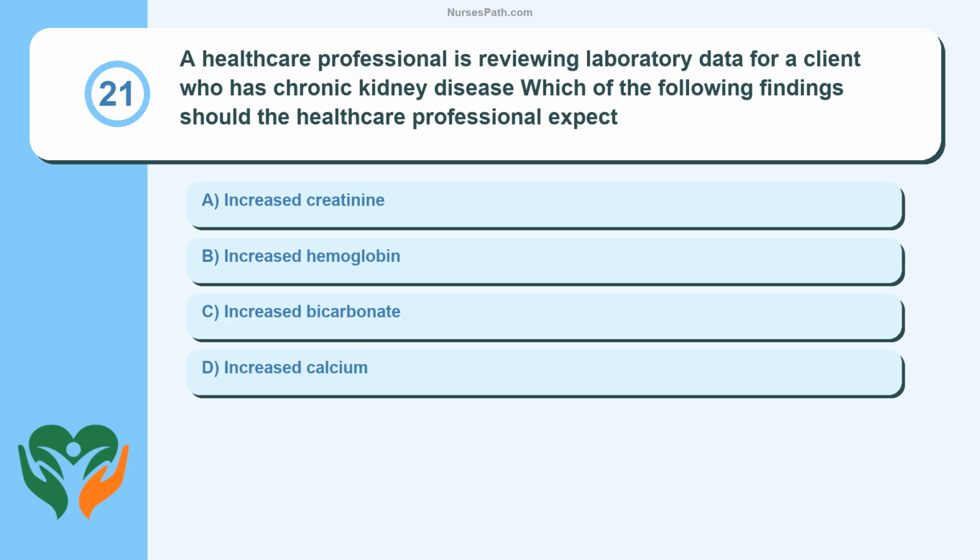Question 21. A healthcare professional is reviewing laboratory data for a client who has chronic kidney disease. Which of the following findings should the healthcare professional expect? Increased creatinine. Increased hemoglobin. Increased bicarbonate. Increased calcium.